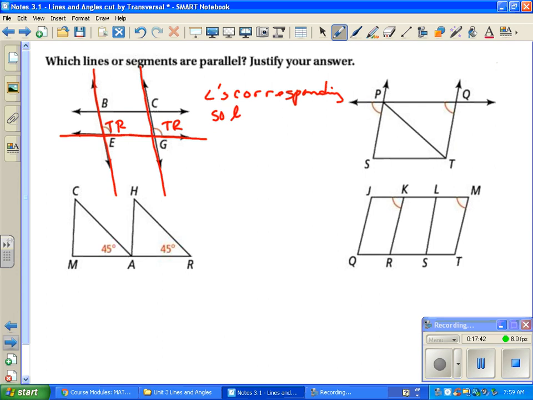So line, let's use the symbols here. Line BE is parallel to line CG because it was cut by this transversal EG. So that's what I'm wanting you to do on here. So stop the video now and try some of these on your own. You cannot use all the lines in the picture. You've got to focus on which lines do those angles touch.